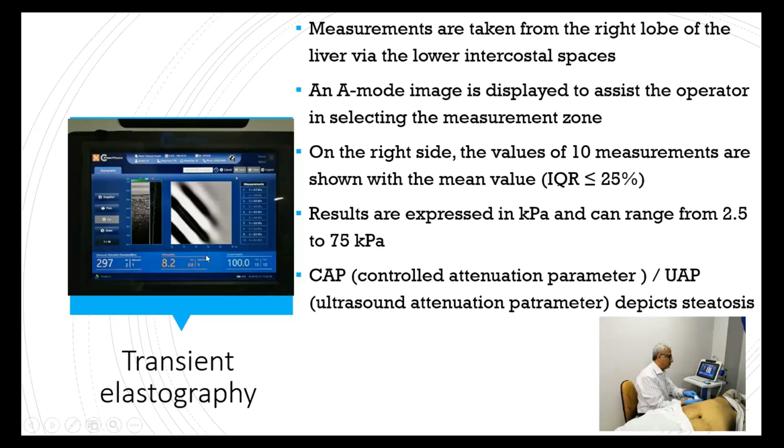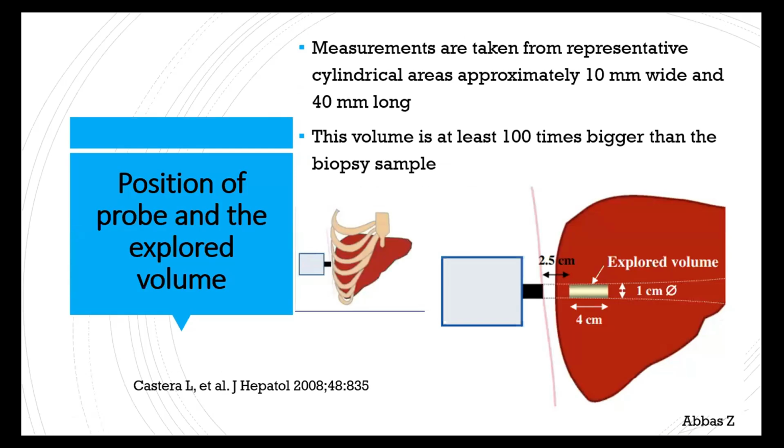Another property of this instrument is the ultrasound attenuation parameter, which depicts steatosis. But we'll be concentrating more on the elastography aspect. So when we apply the probe, it generates a sort of cylinder, and the length of the cylinder is about 4 centimeters, and the width of the cylinder is about 1 centimeter. This is the area in the liver, and the average of this area is where we measure the elasticity. And mind you, this is 100 times bigger than the biopsy sample. So we are able to see a large chunk of liver tissue and measure our elasticity.